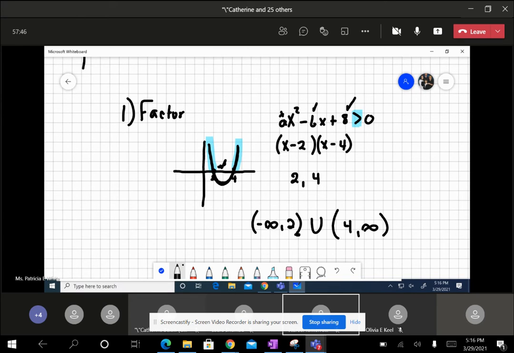Now, if this whole thing had been less than or equal to, then I would have been looking at this section down here, where it is less than 0. That would have been positive 2, 4. Does that make sense? Yes, ma'am.